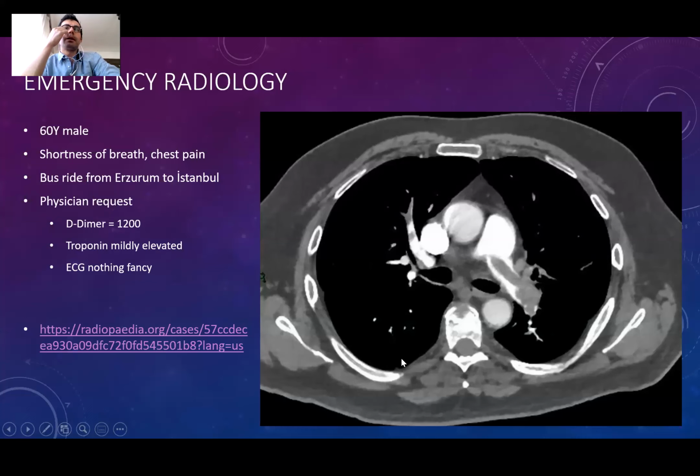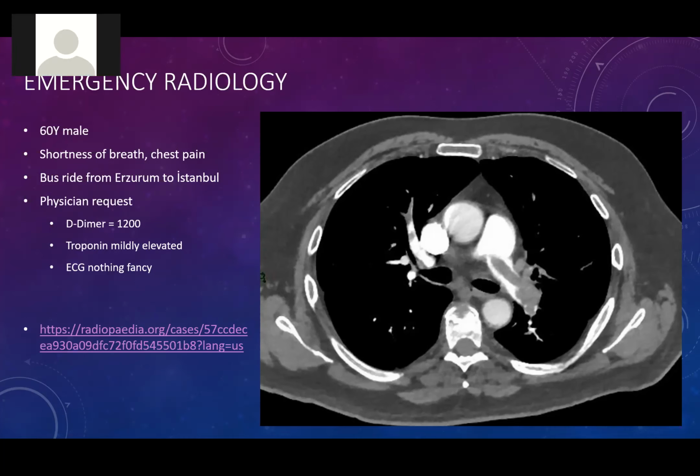We are seeing a 60-year-old male patient admitted to the hospital with shortness of breath and chest pain. He says he made a very long bus journey from Erzurum, the other side of the country, to Istanbul. You ask the emergency specialist, and they order a D-dimer, which came back elevated, and the patient also has mildly elevated troponin levels. You look at the ECG, and there is nothing fancy in it. Does anybody think of a typical disease for this patient?